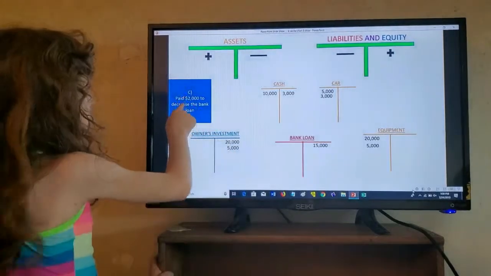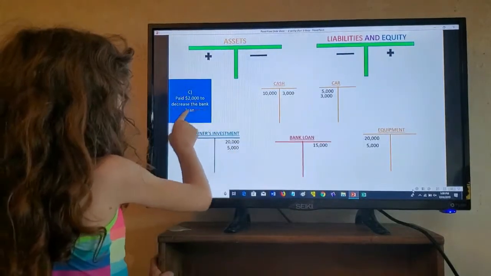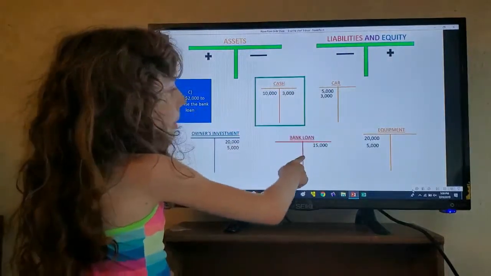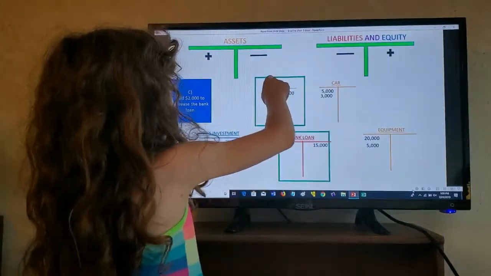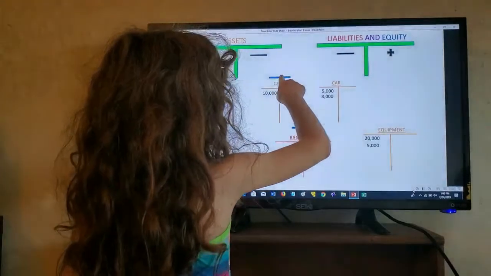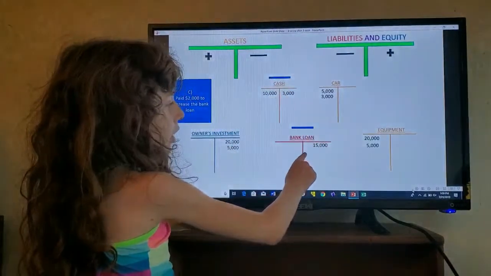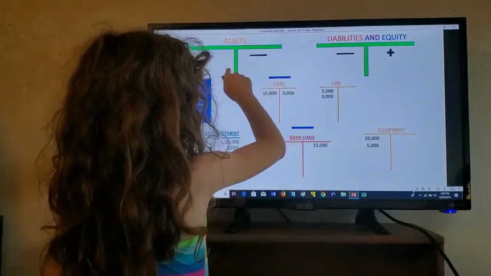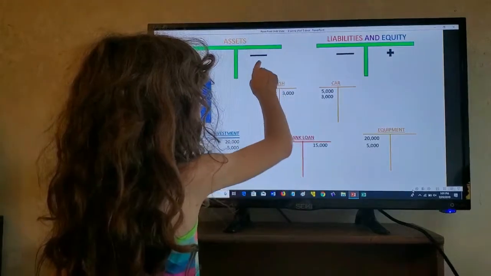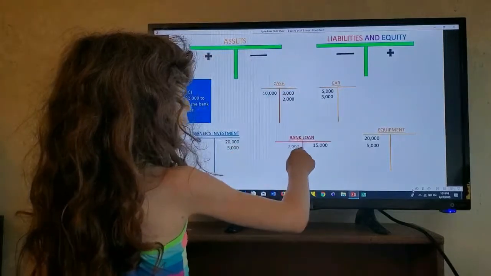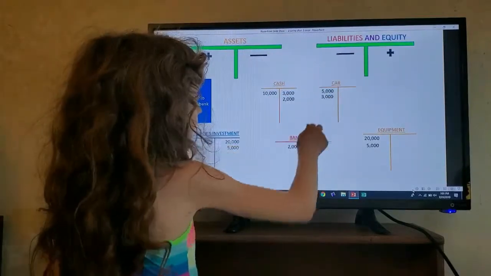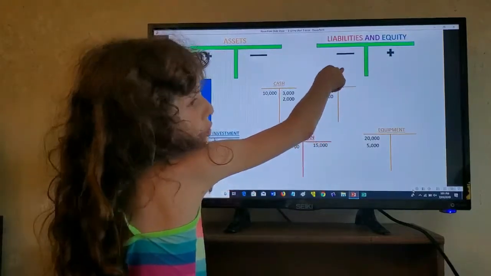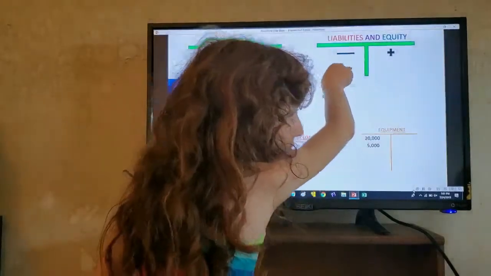Transaction C. Paid $2,000 to decrease the bank loan. So cash will change and bank loan will change. They're both minus because you have less cash, and you decreased the bank loan too. Cash is an asset, and if it's minus, it has to be credit. Bank loan is a liability, so it's minus and it's debit.